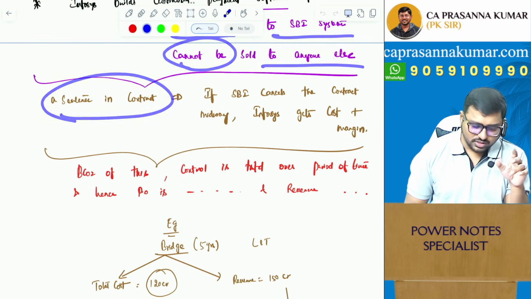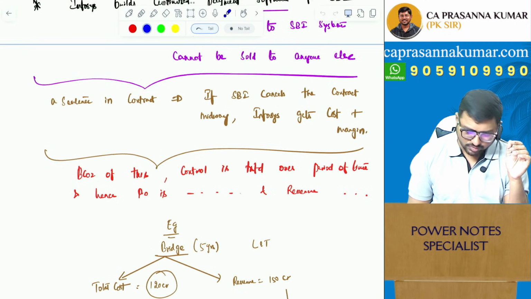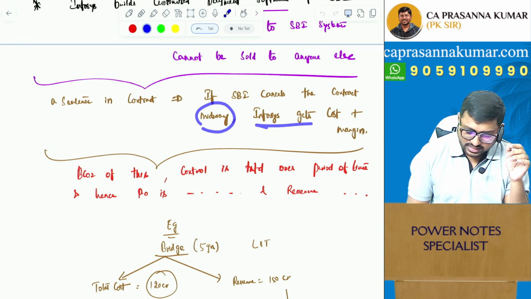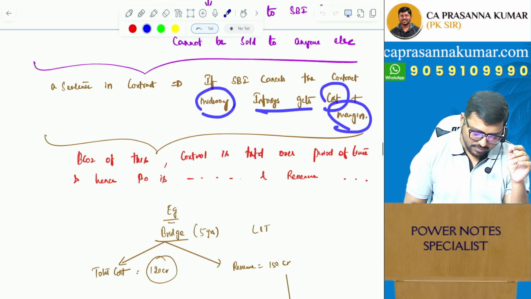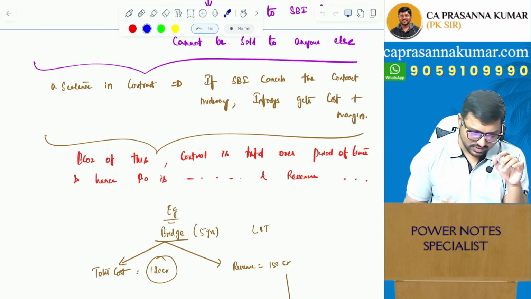There will be a sentence in the contract between Infosys and SBI that if SBI cancels the contract, because SBI is the customer over here, midway, Infosys gets cost plus a little bit of margin. Because of this, control is transferred over a period of time, not at a point of time. You understand the point? Because of this condition.